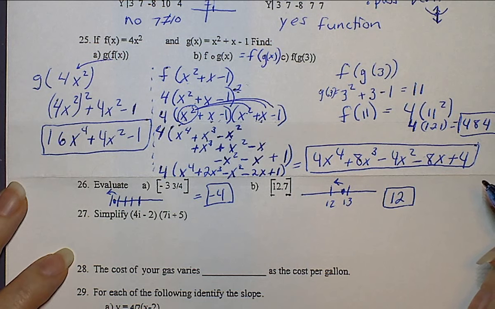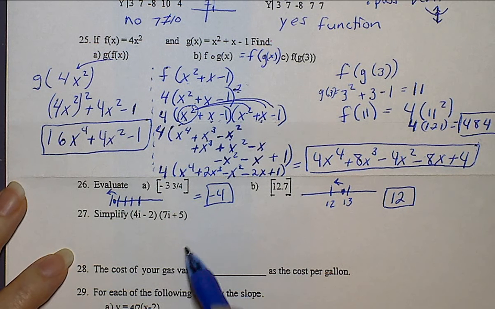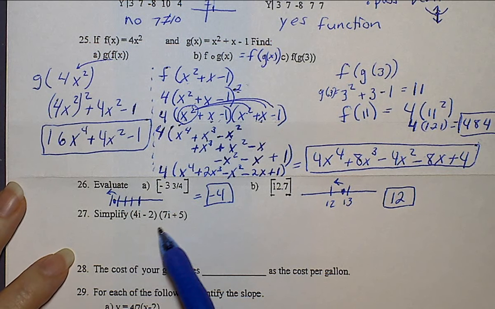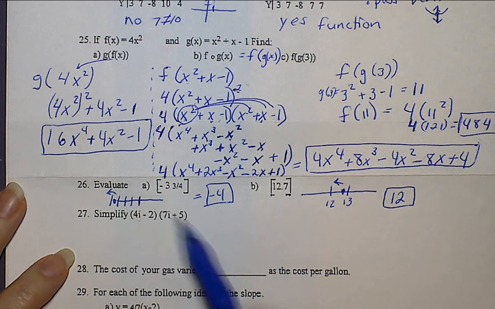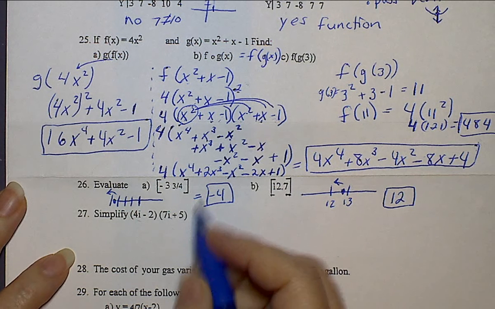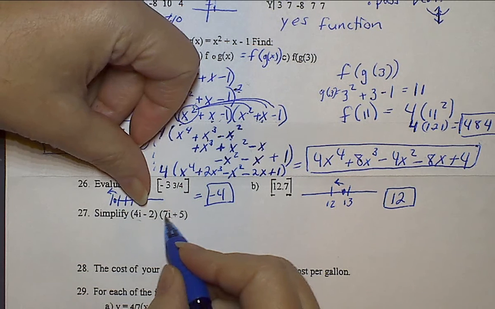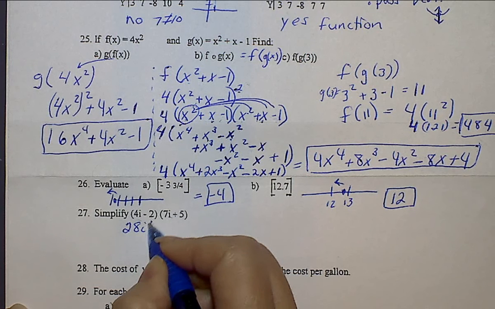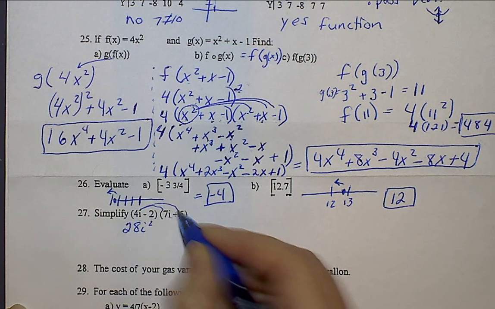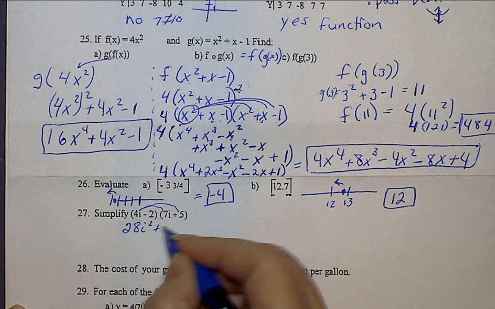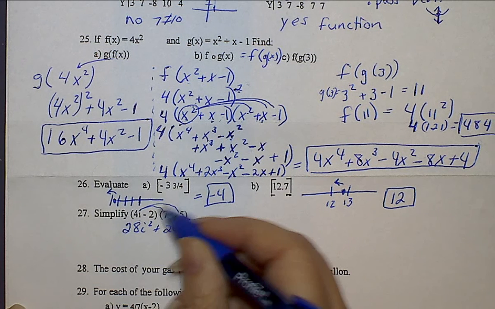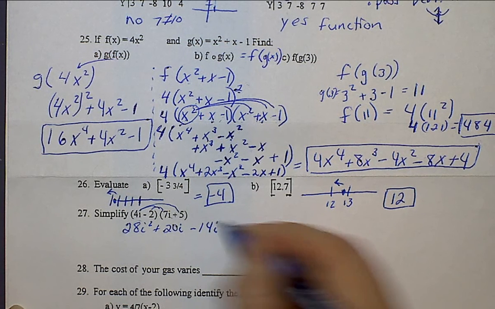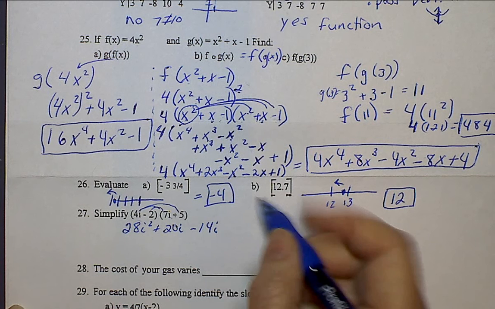Alright, simplify. Simplify just means to combine everything to the lowest terms. Since it's multiplication, that means we have to FOIL. So we have 4i times 7i gives me 28i squared. Then we have our outer, which is 4i and 5, which gives me 20i. Inner is your negative 2 and 7, so we have negative 14i. And then negative 2 and 5, which gives me a negative 10.